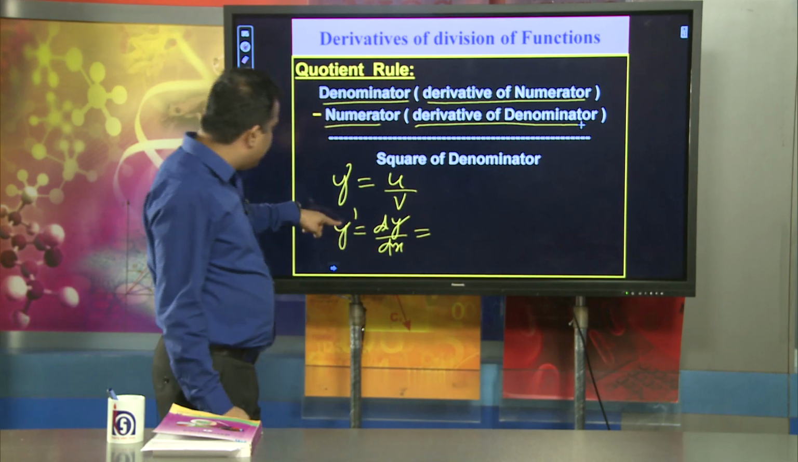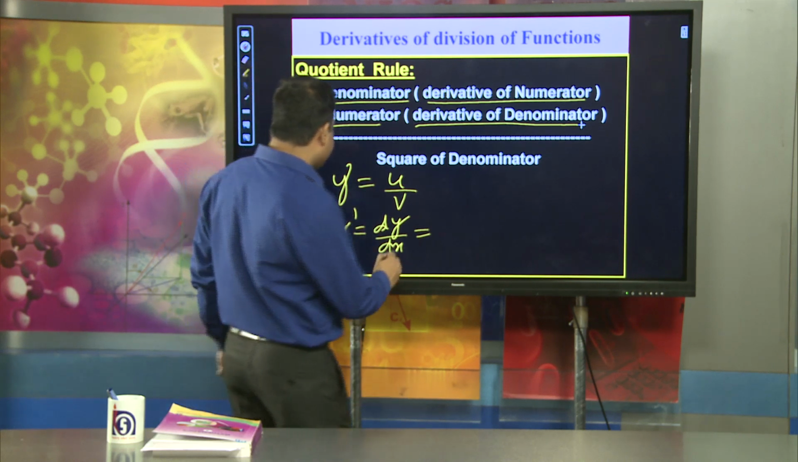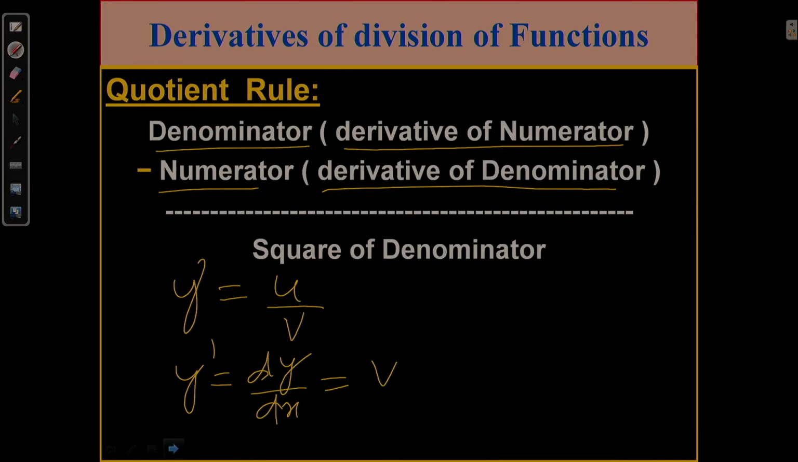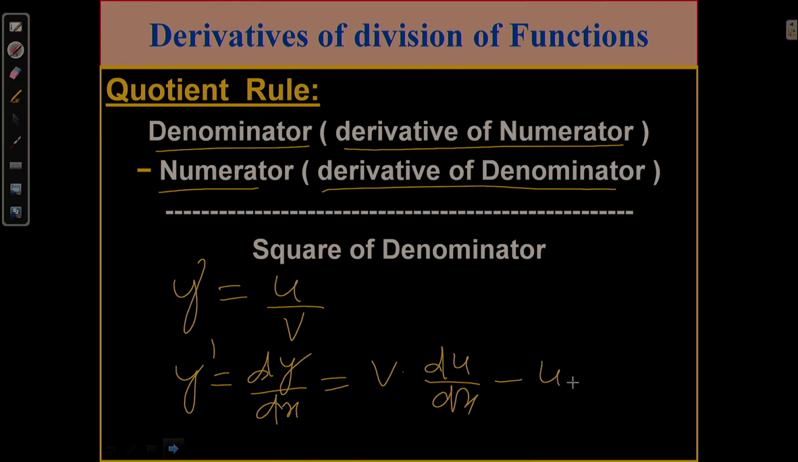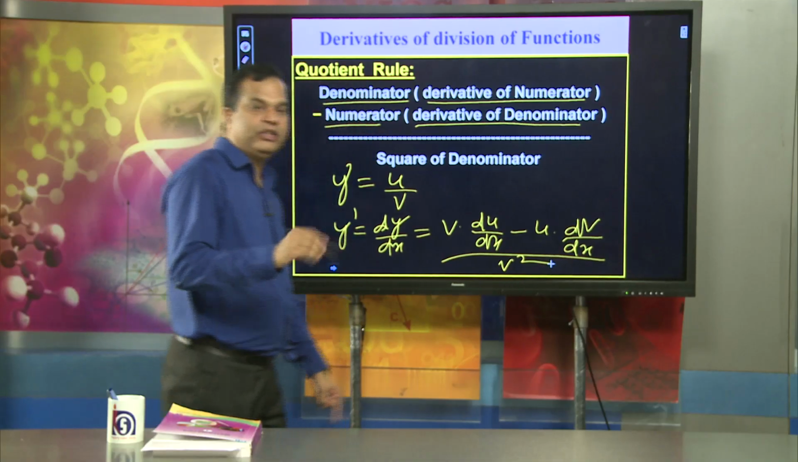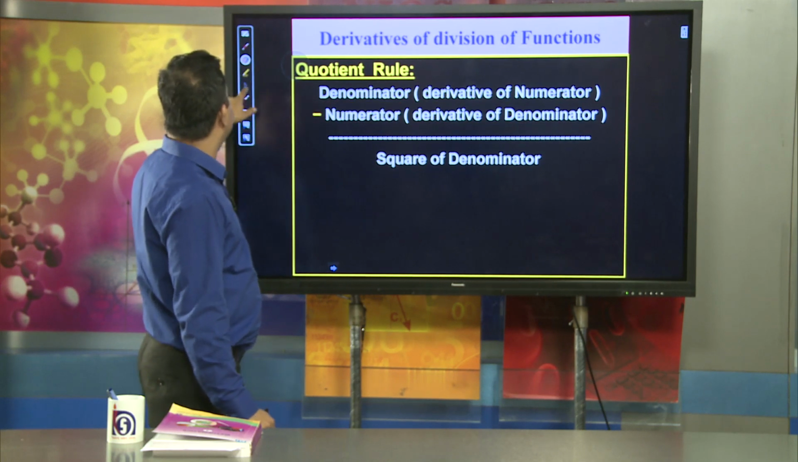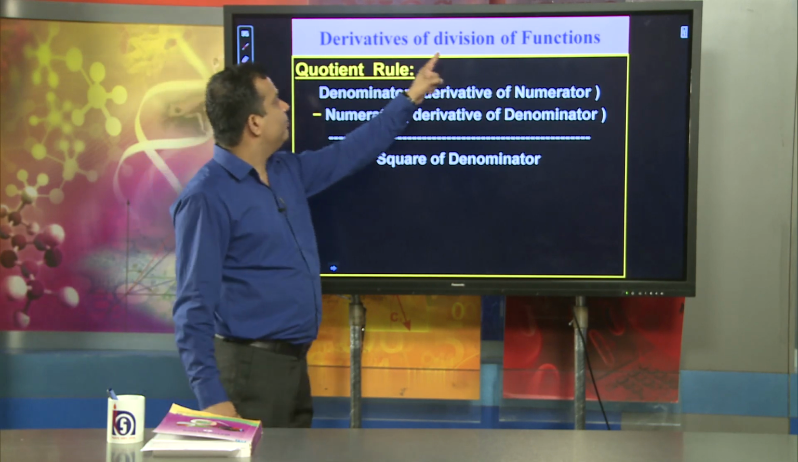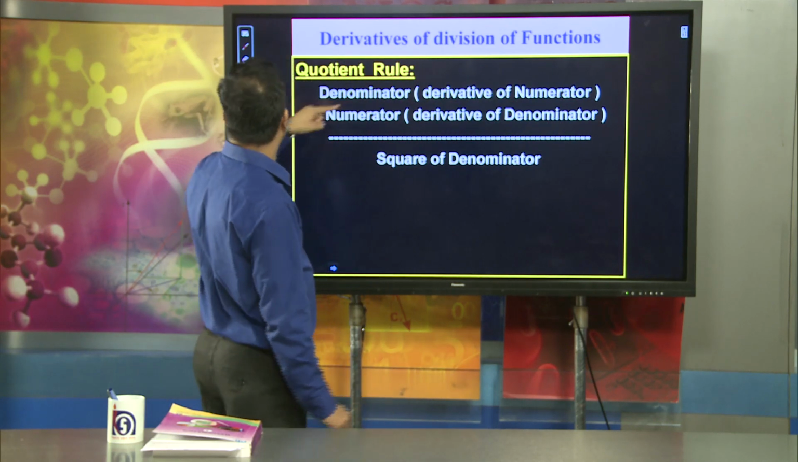That means y dash, or dy by dx, equals v into derivative of u, the numerator, minus u into derivative of v, that is dv by dx, all divided by v square always. That means denominator whole square. That is very important. We have to use that formula to find the derivative of a division of functions. This is also called the quotient rule.